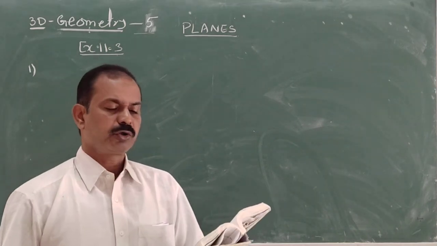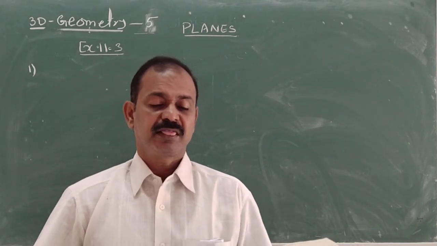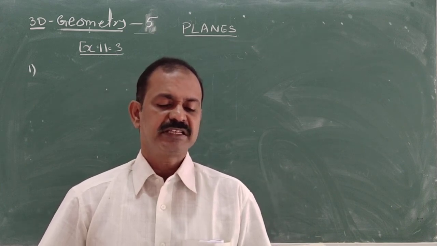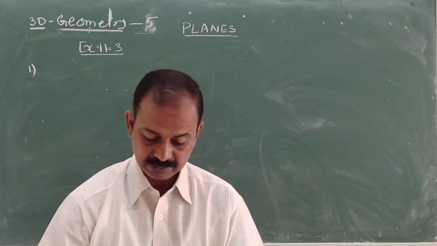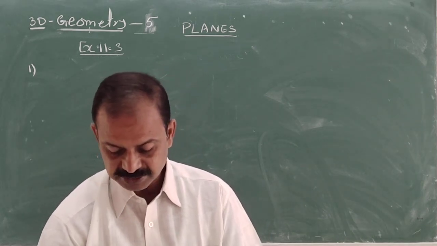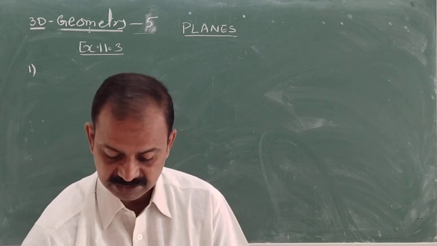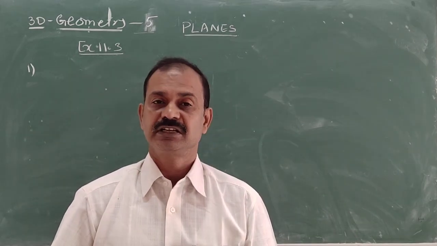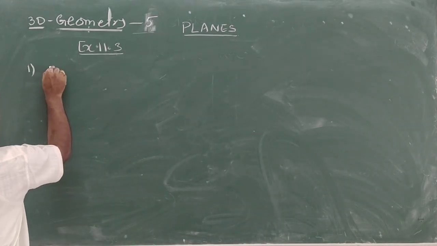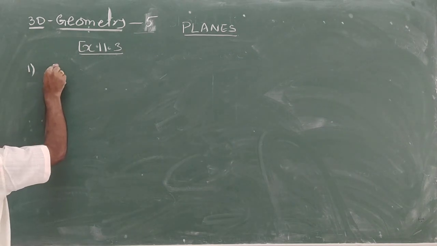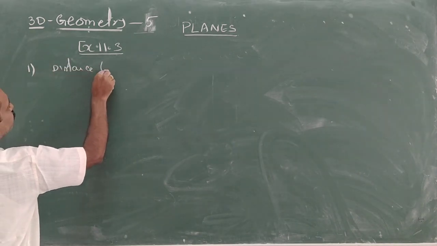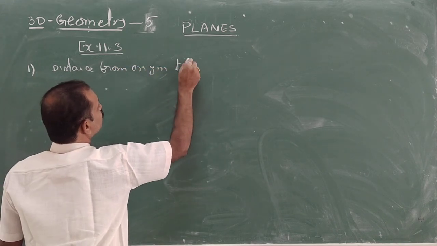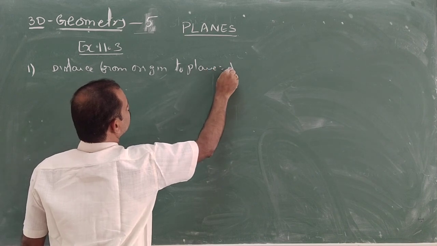In each of the following cases, determine the direction cosines of the normal to the plane and the distance from the origin. You have to find out direction cosines and distance from the origin. So whenever it is given distance from the origin, we write the concept here: distance from origin to plane is equal to d.